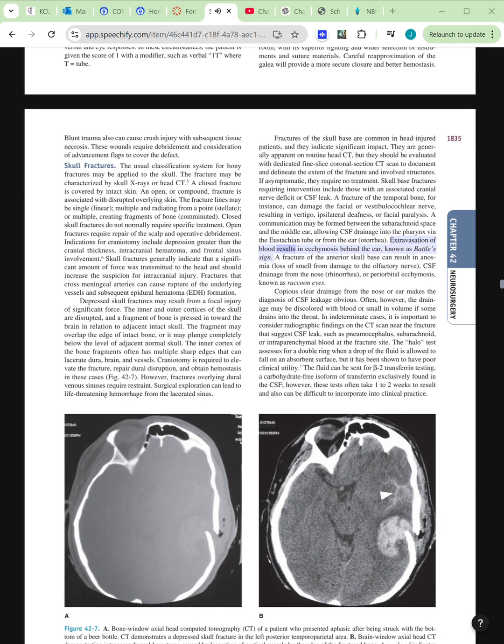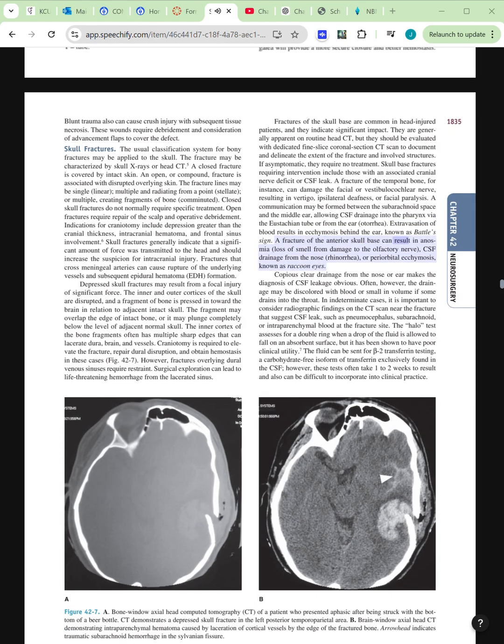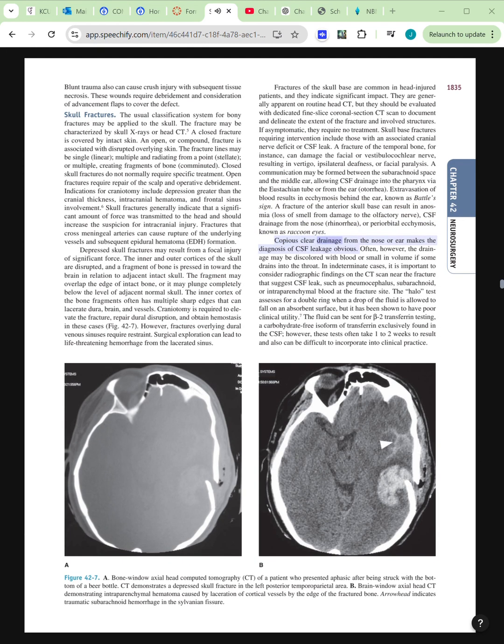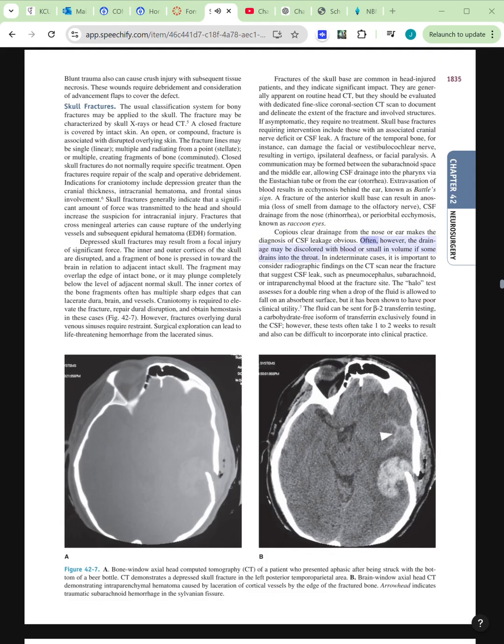Extravasation of blood results in ecchymosis behind the ear, known as Battle sign. A fracture of the anterior skull base can result in anosmia, CSF drainage from the nose, or periorbital ecchymosis, known as raccoon eyes. Copious clear drainage from the nose or ear makes the diagnosis of CSF leakage obvious. Often, however, the drainage may be discolored with blood or small in volume if some drains into the throat.